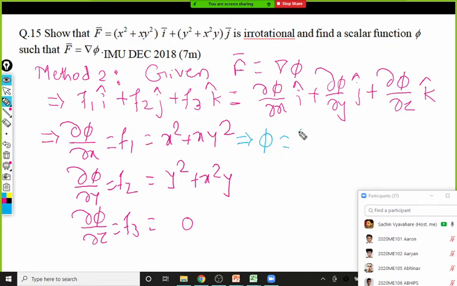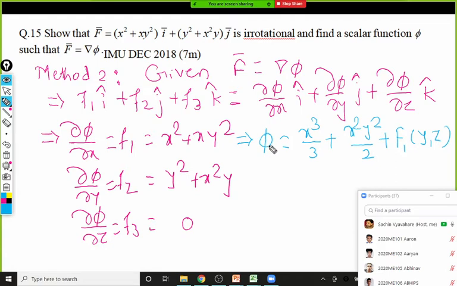Integration with respect to x, that is x cube by 3 plus x square y square by 2 plus, yes. Now don't write only the plus c here. Okay, plus c will not work. Remember, as we are integrating with respect to x, the constant of integration should be a function of y and z. I will tell you the reverse way. Let you take a derivative of this with respect to x.